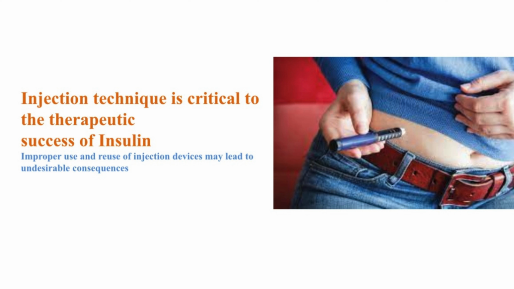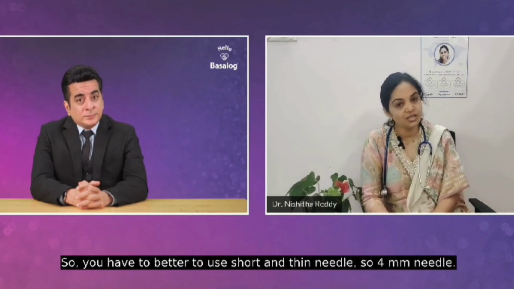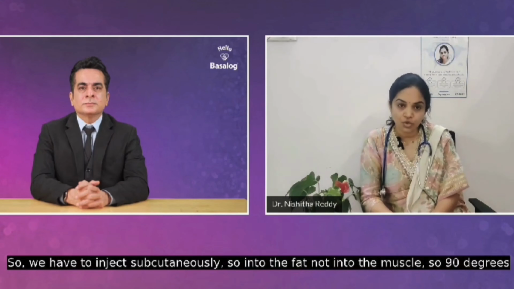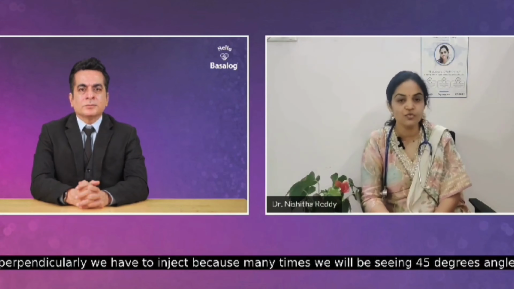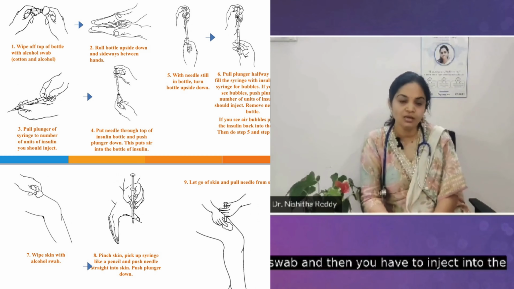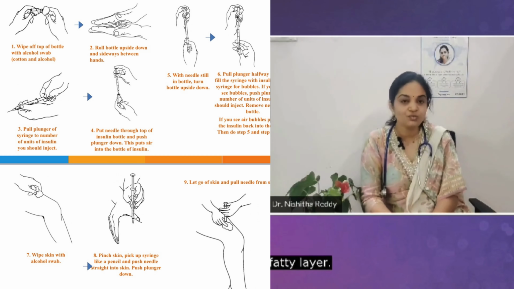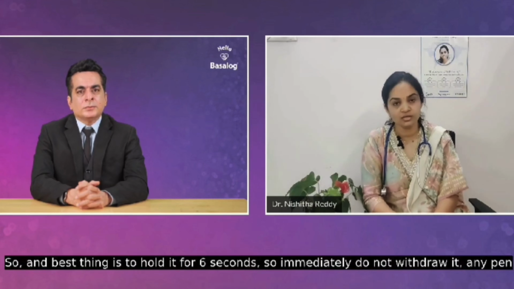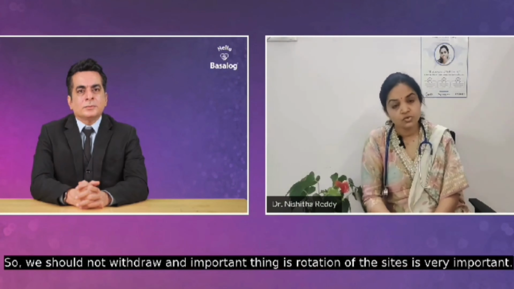It is better to use a short and thin needle, a 4 mm needle. We have to inject subcutaneously, into the fat, not into the muscle. We have to inject at 90 degrees, perpendicularly, because many times we see a 45 degree angle. So perpendicular is very important. First wipe with an alcohol swab, and then inject into the subcutaneous fatty layer. The best thing is to hold it for 6 seconds. Don't withdraw immediately, whether it is a pen or a vial.